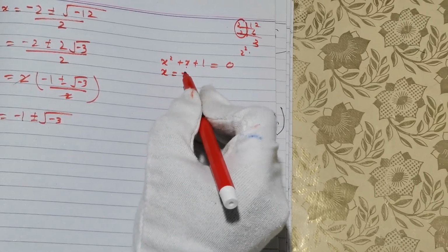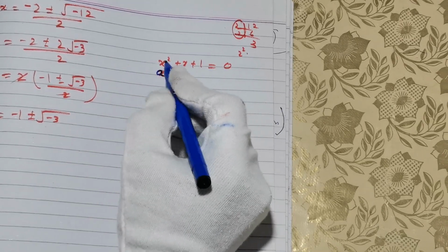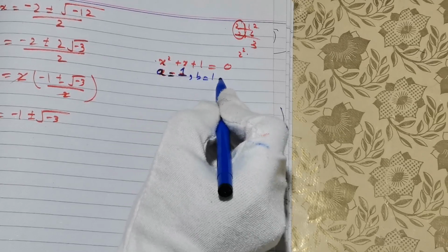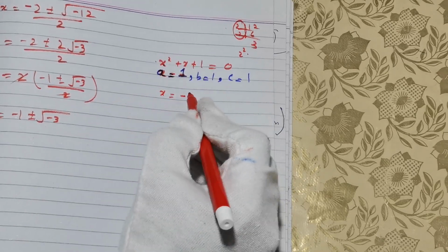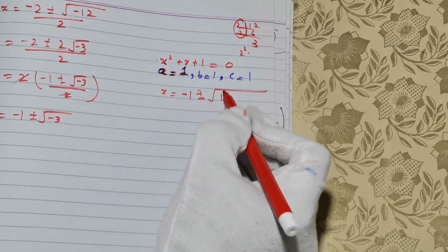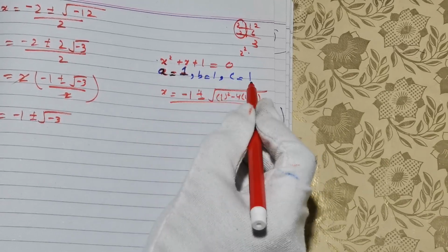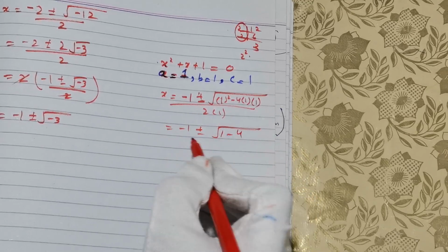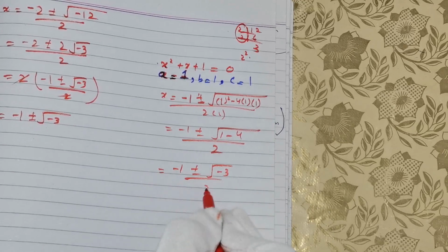First of all, we write a is equal to 1, the coefficient of x squared. b is also 1 and c is also 1. Now x is equal to minus b, b is 1, plus minus the square root of b squared, 1 squared, minus 4ac, a is 1, c is 1, over 2 into 1. Minus 1 plus minus the square root of 1 minus 4, by 2. Minus 1 plus minus the square root of minus 3, by 2.